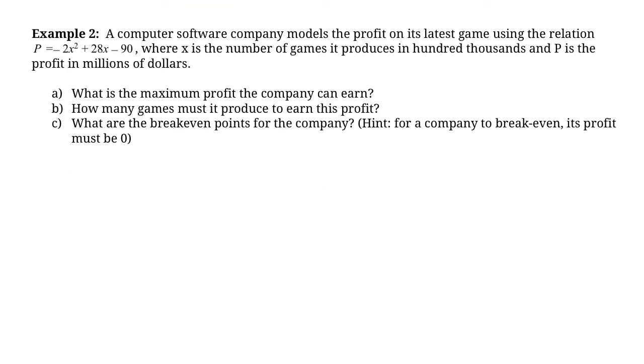A computer software company models the profit on its latest game using the relation P equals negative 2x squared plus 28x minus 90, where x is the number of games it produces in hundred thousands and P is the profit in millions of dollars. We're asked to determine what is the maximum profit the company can earn, how many games must it produce to earn this profit, and what are the break-even points for the company. And as a hint or a tip, for a company to break even, its profit must be 0.